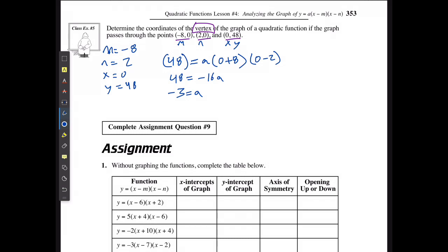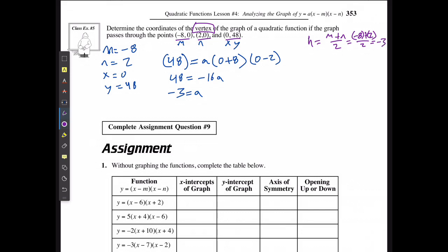If I know that -3 is equal to a, I can solve for my h because it's going to be the axis of symmetry. H is going to be when I take M plus N divided by 2, or -8 plus 2 divided by 2. And in this case, it's going to give me -3.